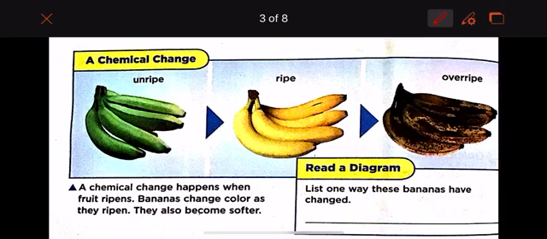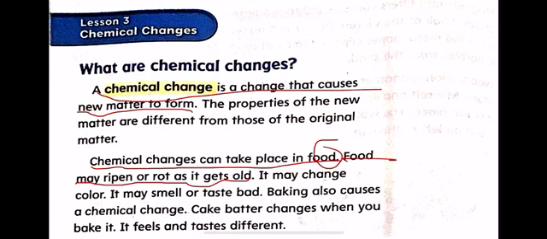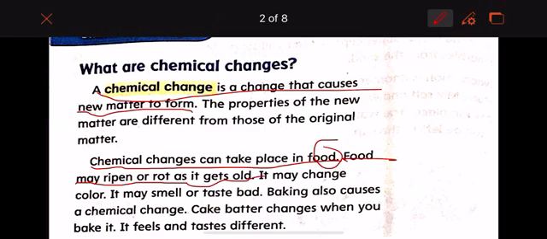Like here, bananas change color as they ripen. They also become softer. Alright, so unripe, ripe, and overripe. Okay, so this is a chemical change. A chemical change happens when fruit ripens. Bananas change color as they ripen, and they also become softer. As we said, it may change color, it may smell or taste bad.